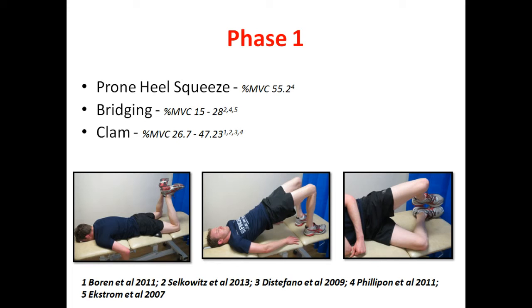Next is the bridge, which is a great exercise for the glute max. One of the things I've noticed in clinical practice is the cramping of the hamstring, which could indicate that the hamstrings are overactive in hip extension. This can be corrected by moving the heels closer or by instructing to push through the heels more.